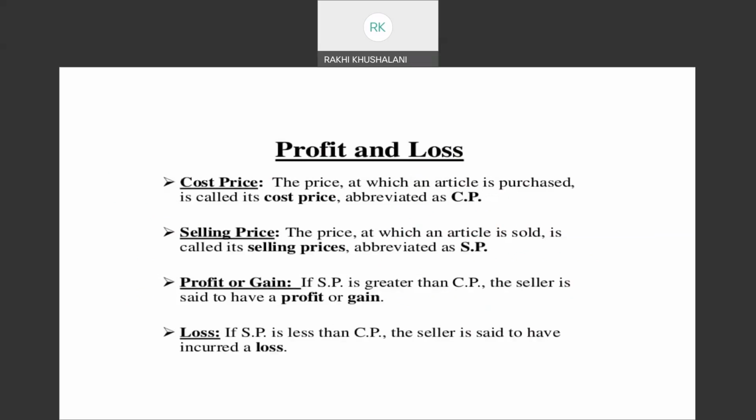Profit and loss. You can read it out. The price at which an article is purchased is called the cost price, abbreviated as CP. Without the dot also you can write. Selling price: the price at which an article is sold is called the selling price, abbreviated as SP. Profit or gain: if the selling price is greater than cost price, the seller is said to have a profit or a gain. If selling price is less than the cost price, the seller is said to have incurred a loss.